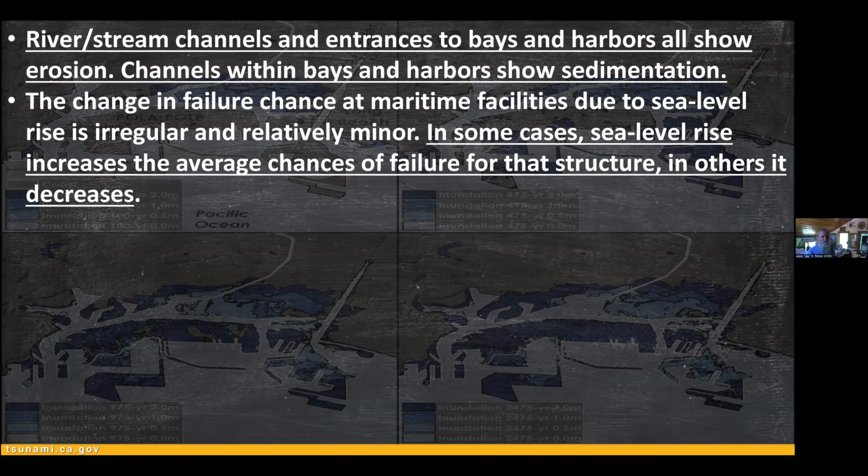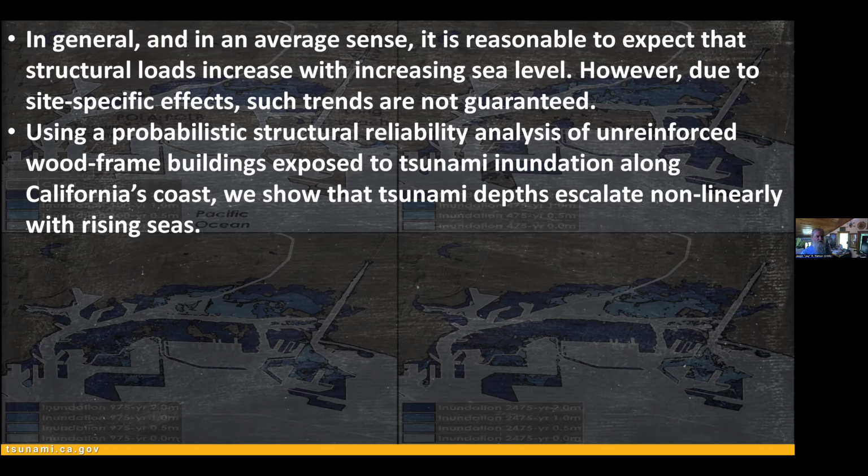The change in failure chance at maritime facilities due to sea level rise is irregular and relatively minor. In some cases, sea level rise increases the average chance of failure for that structure. In other cases, it decreases. And lastly, in general, in an average sense, it is reasonable to expect that structural loads increase with increasing sea level. However, due to site-specific effects, such trends are not guaranteed. And using probabilistic structural reliability analysis of unreinforced wood frame buildings exposed to tsunami inundation along the California coast, we show that tsunami depths escalate non-linearly with rising seas.